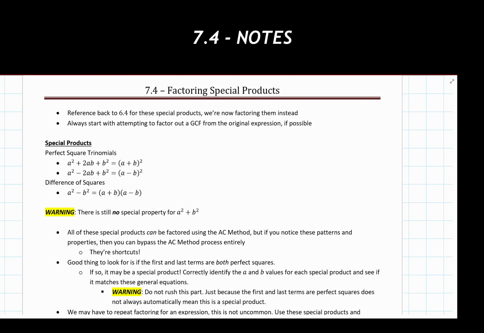So a couple things I want to draw attention to, and if you're looking to write anything down or taking some notes, the main ones I would recommend highlighting are at the very top here, this first bullet point. Regardless of any kind of factoring you are doing, whether it be the special products, the AC method, or factoring by grouping that we learned previously, always start with seeing, is there a greatest common factor between all terms in the original expression? And if there is, factor that out. Sometimes there is, sometimes there isn't. It's always a good starting place to begin factoring from.